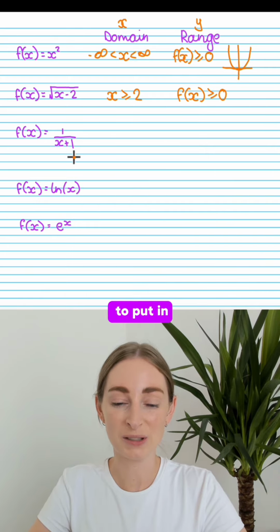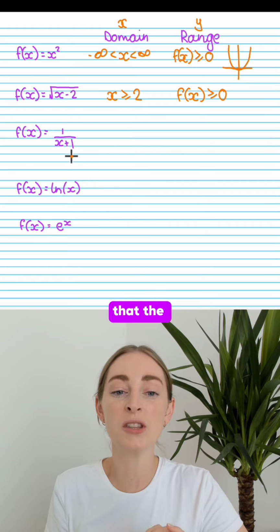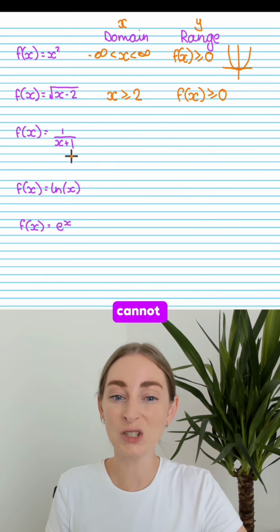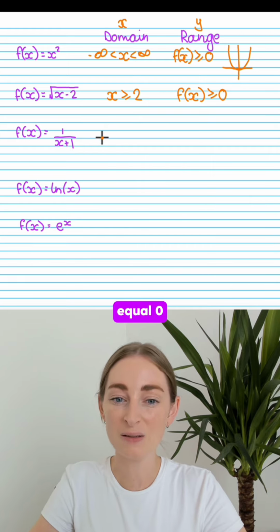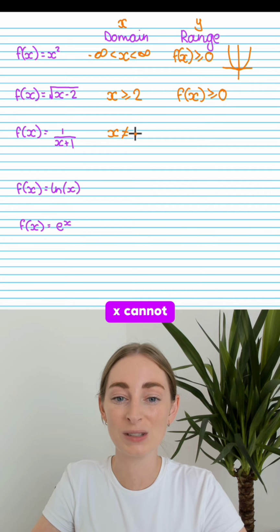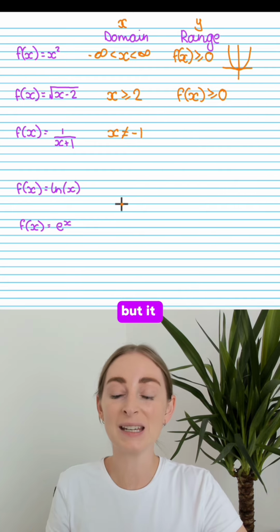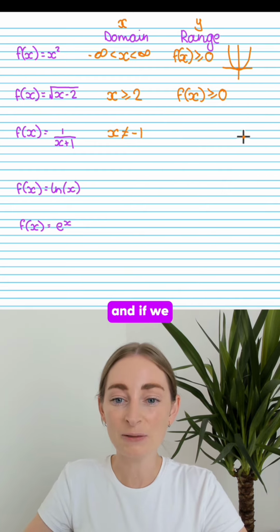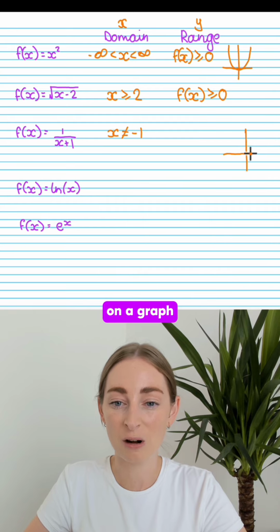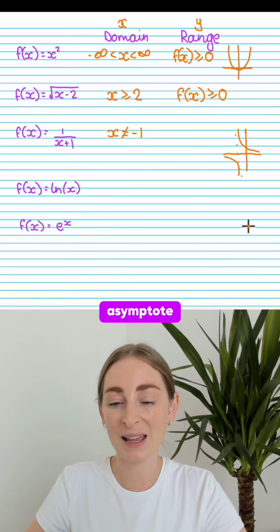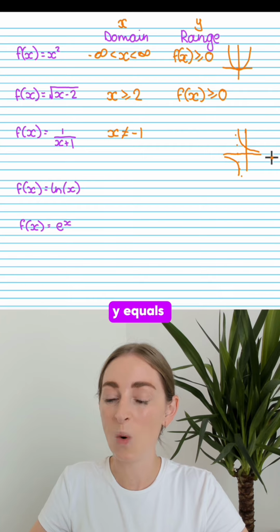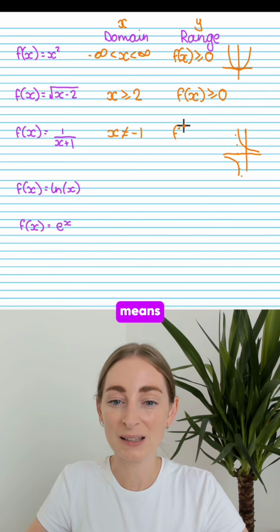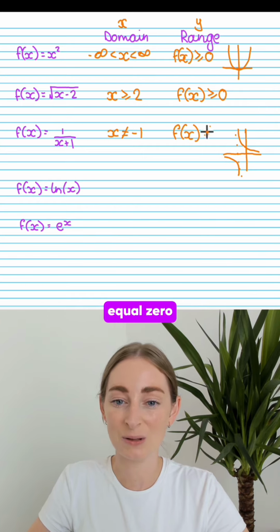Another one that they love to put in, a fraction. We know that the denominator of a fraction cannot equal 0. So if x plus 1 cannot equal 0, then that means that x cannot equal negative 1. But it can take all other values. And if we think about what this looks like on a graph, it will look like this. Here we're going to have an asymptote at x equals negative 1, and we're also going to have an asymptote here at y equals 0. So that means f of x cannot equal 0.